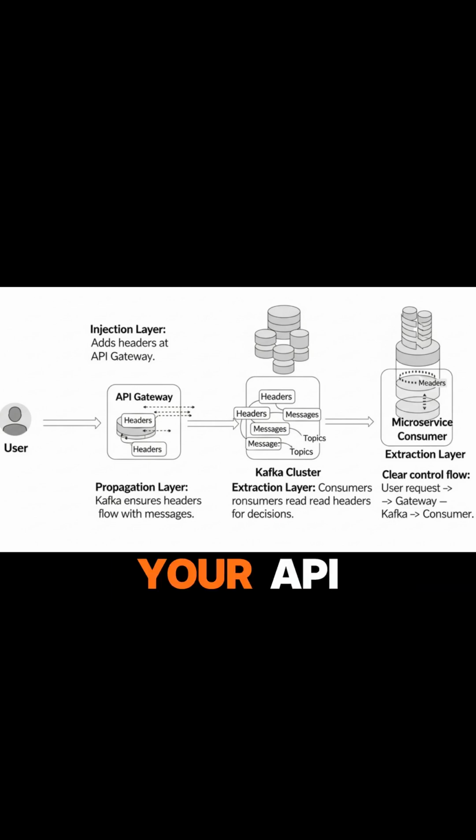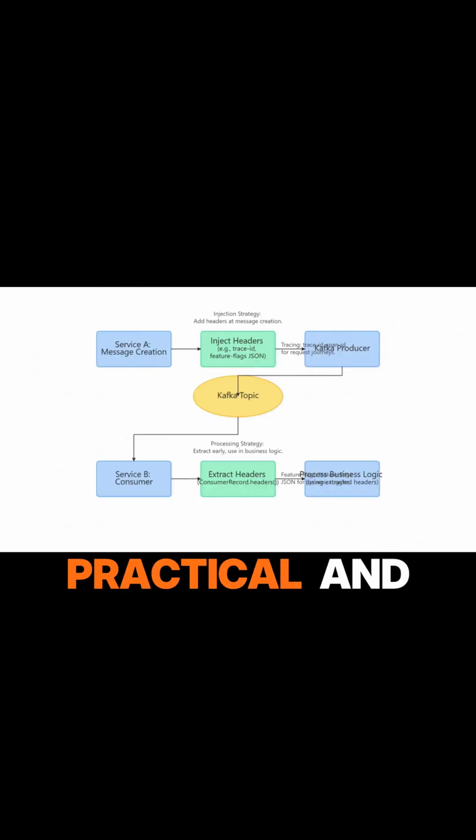A user request hits your API gateway, headers are injected, the message reliably travels through Kafka, and then consumers extract those headers to inform their actions. Let's get practical and explore some key applications.